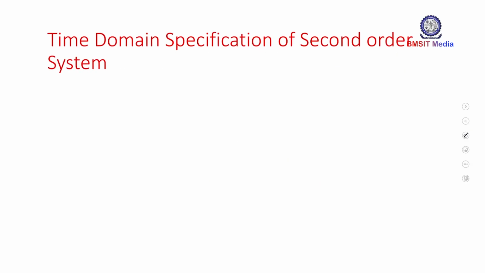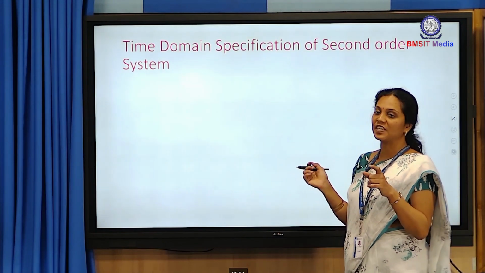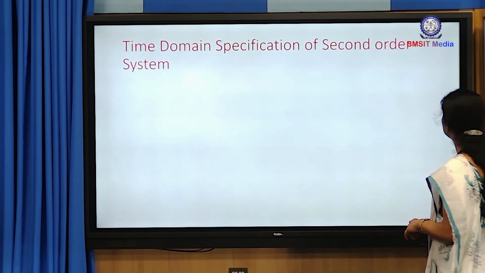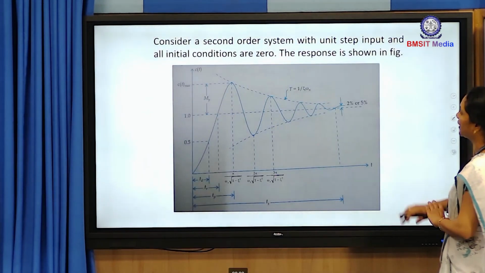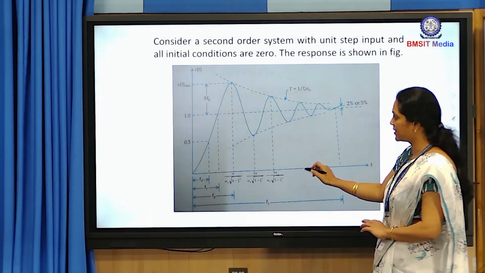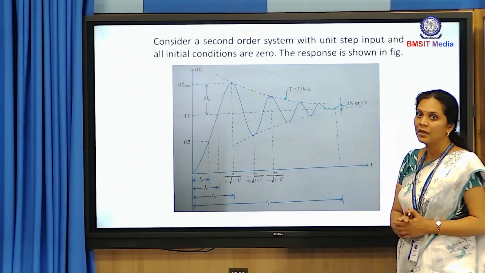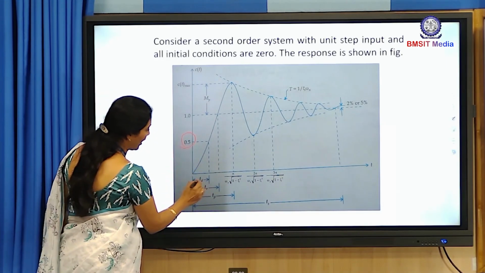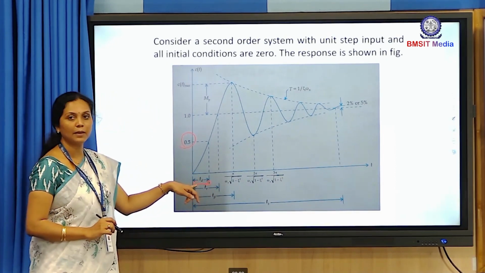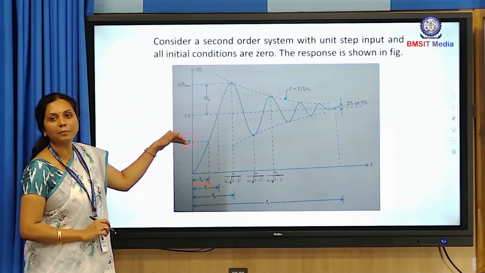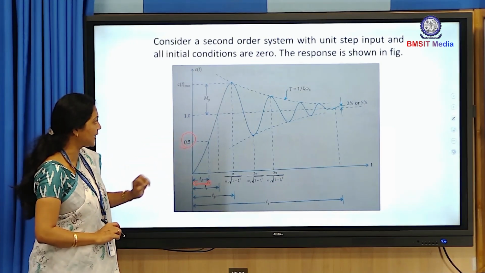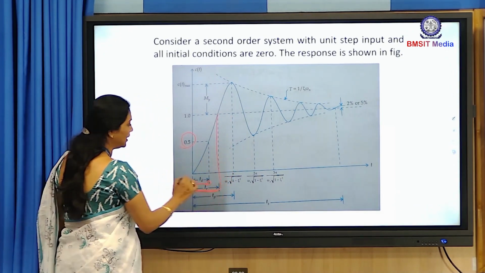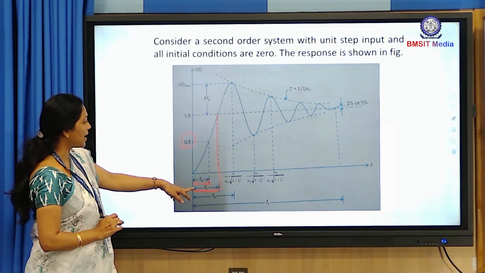Now, just as we had time domain specifications for the first order system, similarly we have time domain specifications for the second order systems also. The first thing we wrote here is all the conditions that we considered. Now you can see here 0.5, that is nothing but half. For this 0.5, this is called the delay time, that is the time taken to reach 50% of the maximum value. The time here is the rise time. This is called the TR time, and this TR is nothing but the rise time.